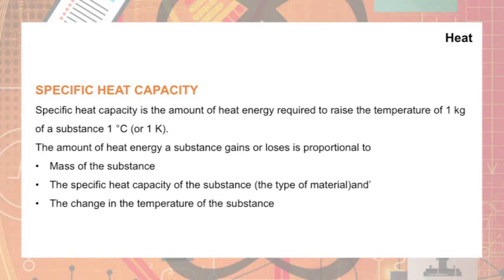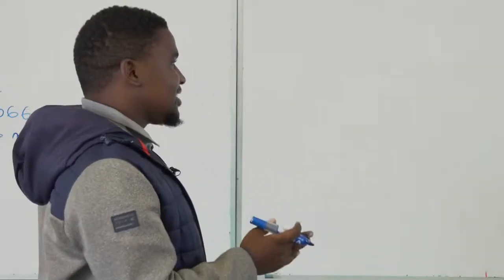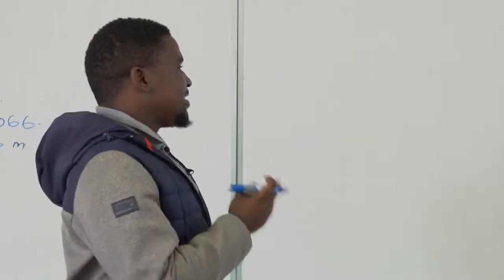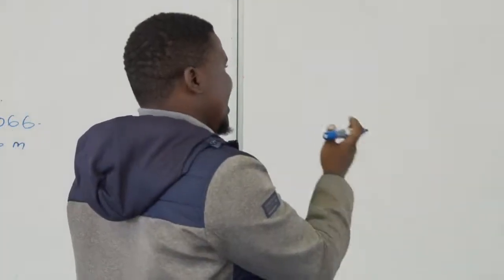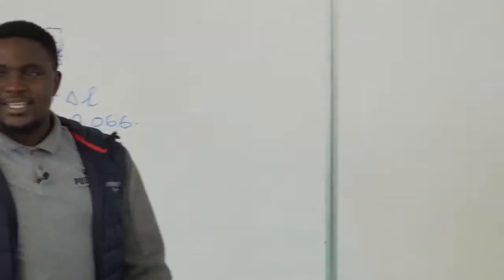Now, I want us to look at what we call the specific heat capacity. Looking at our PowerPoint slides, it is said that the specific heat capacity is the amount of energy required to raise the temperature of 1 kg of a substance by 1 degree Celsius or 1 Kelvin. The amount of heat energy a substance gains or loses is proportional to the mass of the substance, the specific heat capacity of the substance, the type of material, and the change in temperature of the substance.